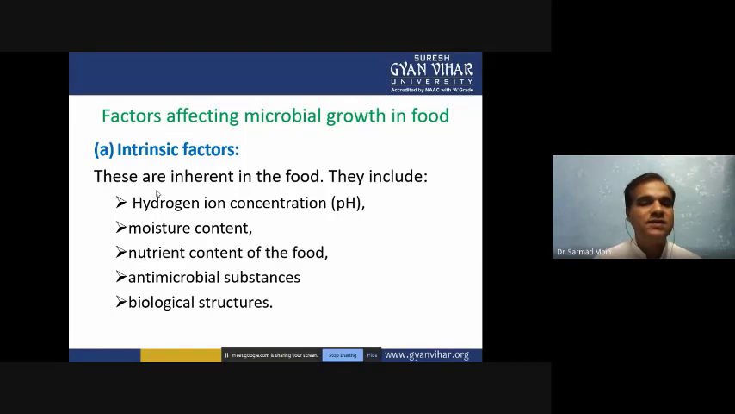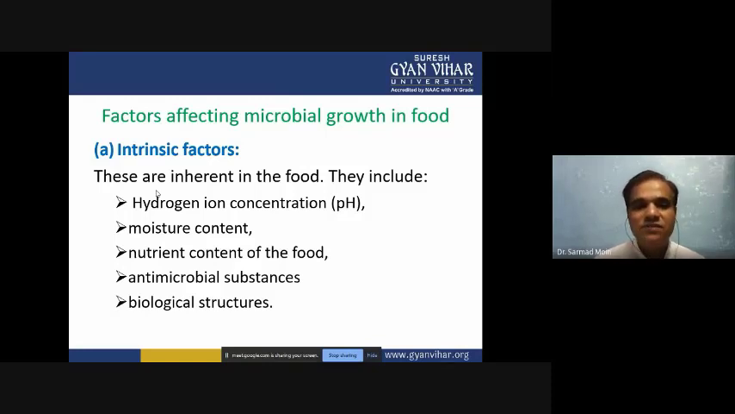Now, factors affecting microbial growth in food. There are two types of factors. Intrinsic factors are the factors inside the food, the internal part of the food. There are many types, like hydrogen ion concentration or pH, moisture content, nutrient content of the food, antimicrobial substances, and biological structure. One by one we will see.